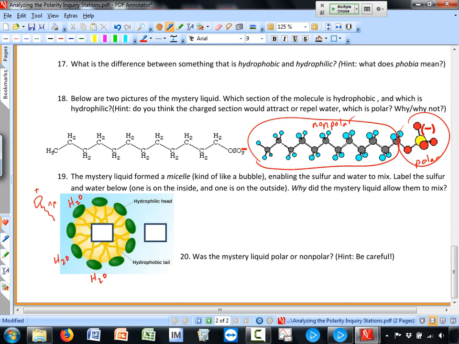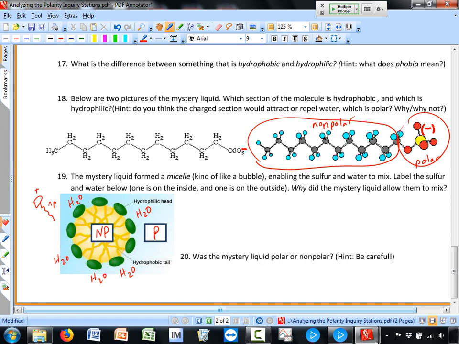So do the water molecules want to be around the head or the tail? The water molecules want to be near the head. What do you think would go inside? Something that's nonpolar. In this case, it was sulfur. So we've got the polar water, which is outside, and the nonpolar substance. It could be oil, it could be grime, it could be sulfur, right?